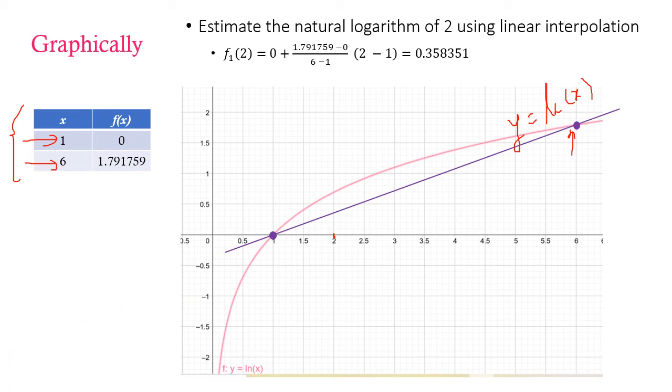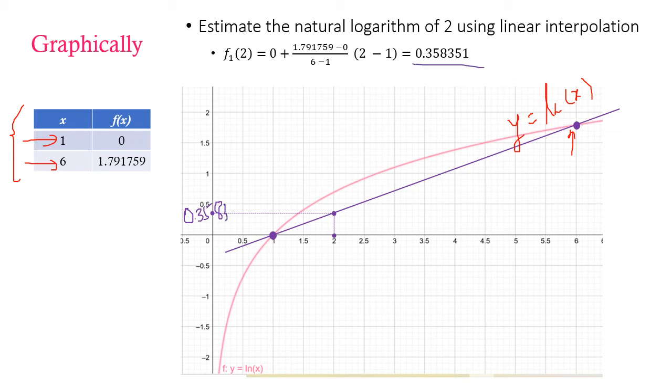So we found the natural logarithm of 2 using this line. So graphically, how do we do that? We went from the x-axis to the straight line, and then from the straight line to the y-axis, so that gave us the value 0.3583. All right, this is the value that we obtained.